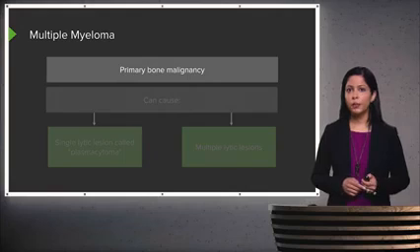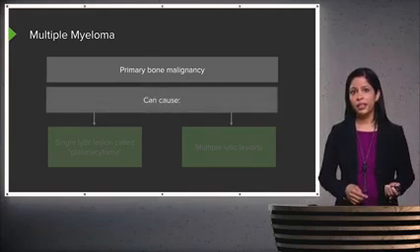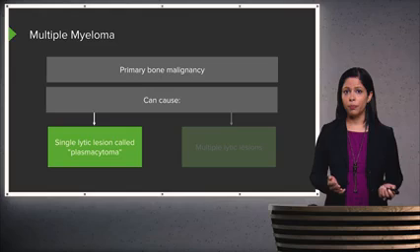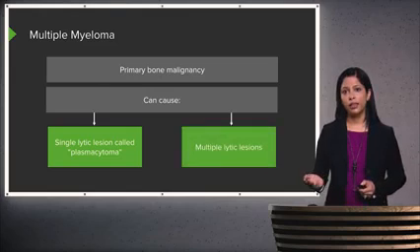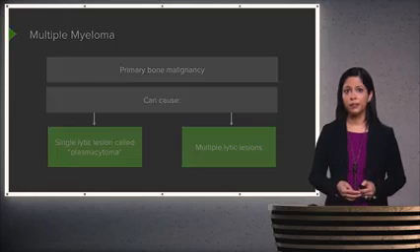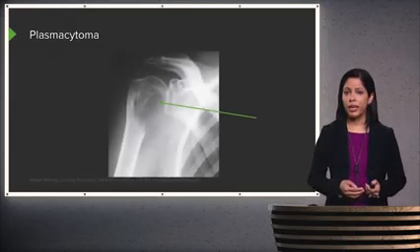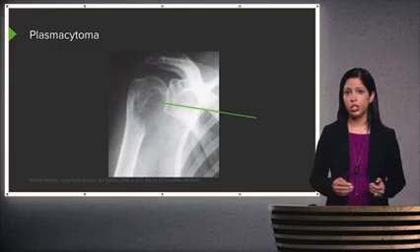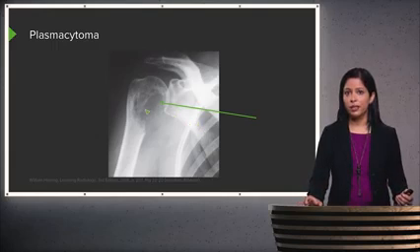So multiple myeloma is a primary bone malignancy. It can cause either a single lytic lesion called a plasmacytoma, or it can cause what we just saw, multiple lytic lesions and a punched-out appearance. This is an example of a plasmacytoma, or a single lucent lesion, and this is within the right humeral head.